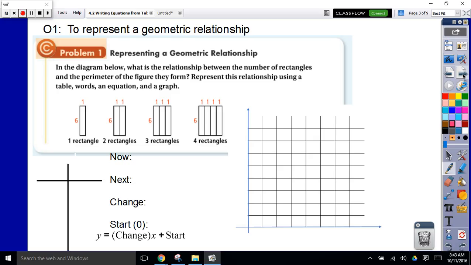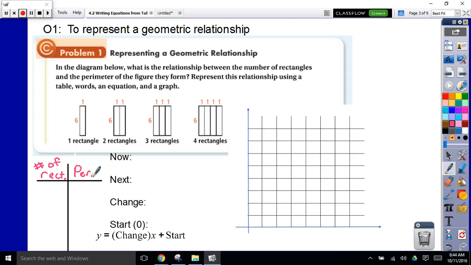Okay, this comes right out of your textbook. In the diagram below, what is the relationship between the number of rectangles and the perimeter of the figure they form? Represent this relationship using a table, words, an equation, and a graph. So I'm going to start by making a table just like we did in the problem with the houses and the windows. So on this side of my table, I'm going to write the number of rectangles. And then on this side, this will be my dependent variable. I'm going to write the perimeter of the rectangle.